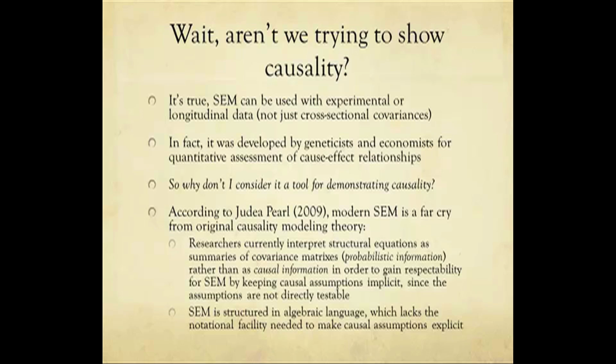So you guys are probably sitting here asking yourselves, why don't I consider it a tool for demonstrating causality? I think Pearl sums it up really nicely in his 2009 book, that we currently interpret SEM in terms of probabilistic information. In other words, those covariance matrices are really important to any sort of SEM structure, rather than the causal information that underlies it.